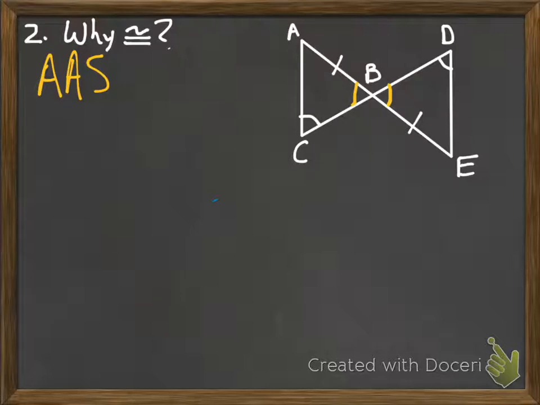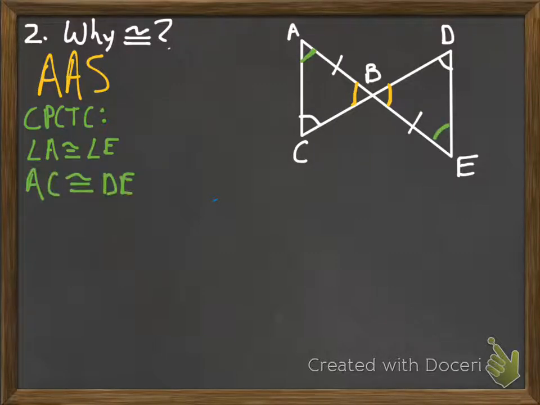The next part of the question asks, according to CPCTC, corresponding parts of corresponding triangles are congruent, which other parts are congruent? So, according to CPCTC, we also know that angle A goes with angle E. Okay, A goes with E. We also know AC is congruent to DE, and we know that CB is congruent to DB.